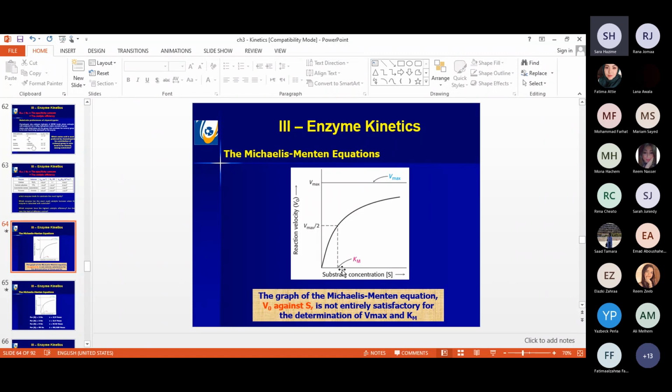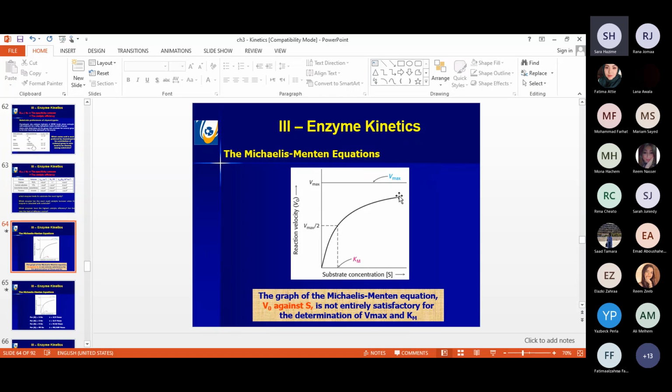However, sometimes when you draw V as a function of S, it's not satisfactory for determination of Vmax and Km. Why? Let's take this example. Sometimes when you increase the concentration of S, you may not reach the excess amount of S, the saturation concentration for S. So when you draw a plot and you reach the highest substrate concentration for your experiment here, are you able to consider the highest value as Vmax?